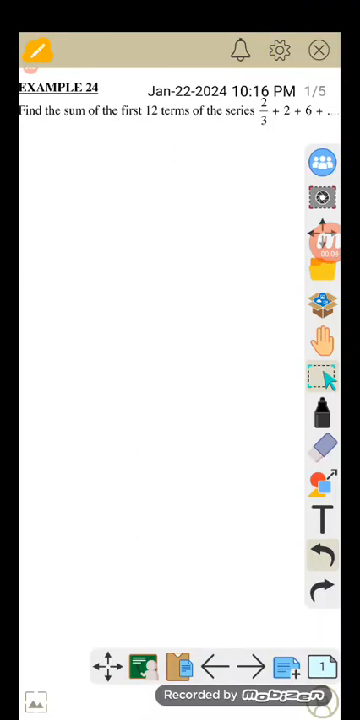Today I'm going to show you how to calculate the sum of the geometric series using the formula, guys. No more talking, let's just get started.